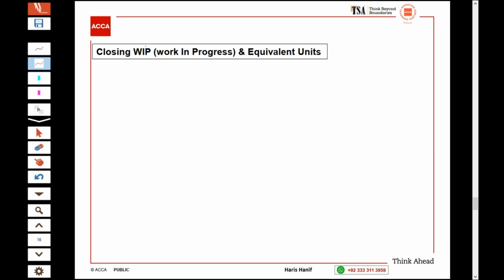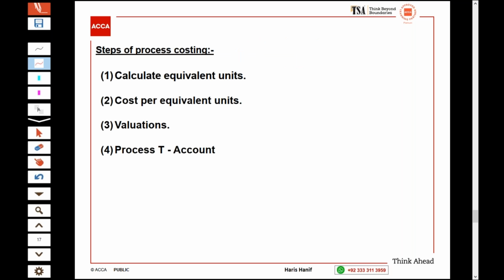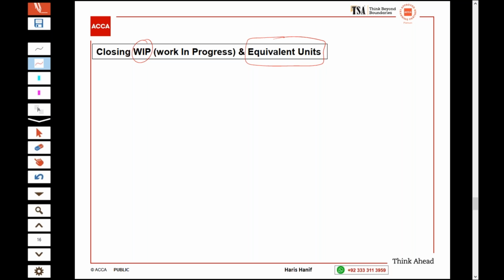Now, one thing, there is a closing WIP and equivalent units concept. This is a very important concept. Why have I chosen this concept? Because of the regular examining content at MA level. You people may be receiving 2-3 questions on process costing based on the past experience of the students and based on the feedback. So you may be receiving process costing calculations which involve work in progress and equivalent units.